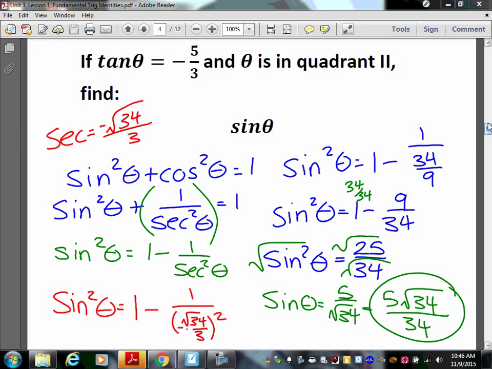Sine associated with y in quadrant 2 is positive.